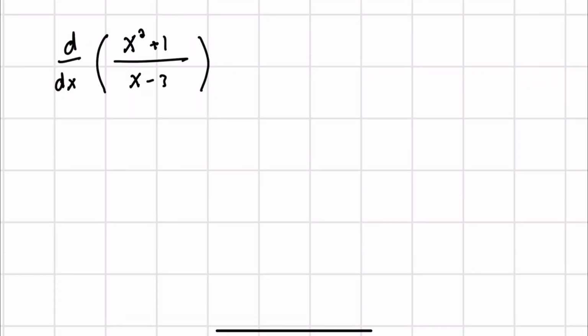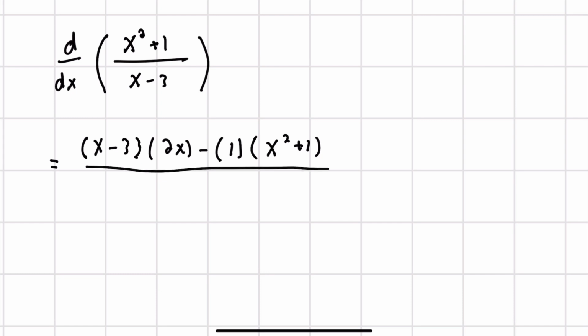In our next example, we have the derivative of x squared plus 1 over x minus 3. So the d over dx means you have to find the derivative of whatever's inside the brackets. So to find this derivative, we would have to apply the quotient rule. So that is x minus 3 times the derivative of x squared plus 1, so the derivative of that is 2x, minus the derivative of x minus 3, which is simply 1, times x squared plus 1, over x minus 3 squared.